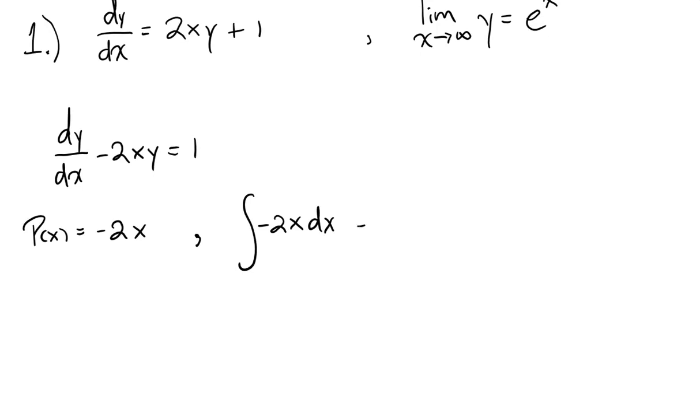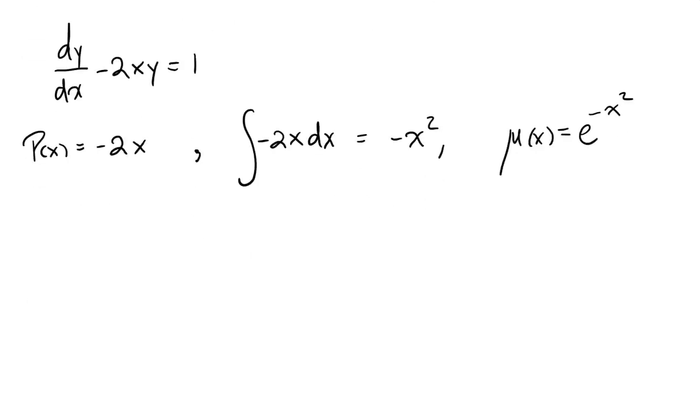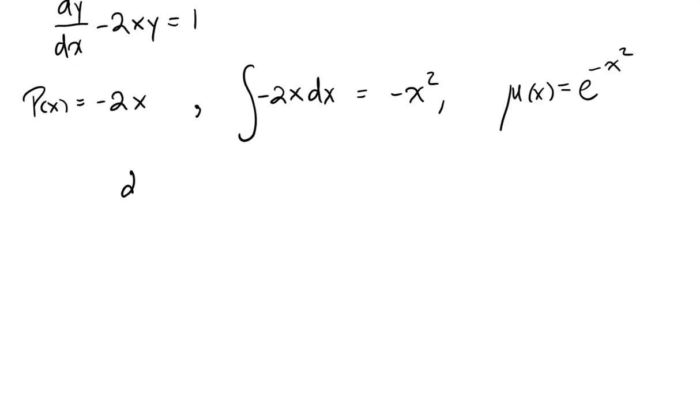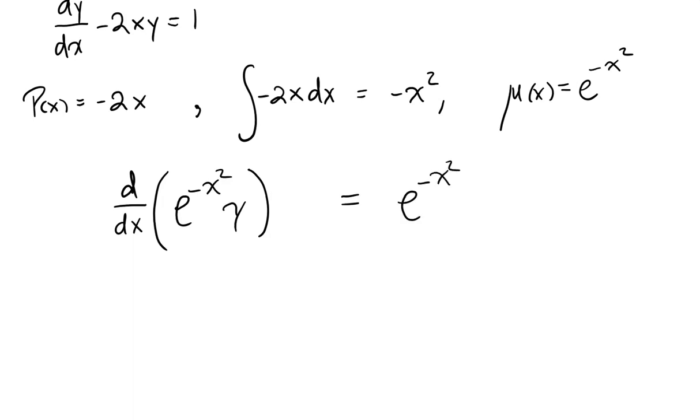So we integrate this, we get minus x squared, which means that mu of x is equal to e to the minus x squared. Now, per the formula, we have d/dx of e to the minus x squared times y, and I'm leaving space here for my dx, this is equal to e to the minus x squared times our right-hand side, which is just 1.